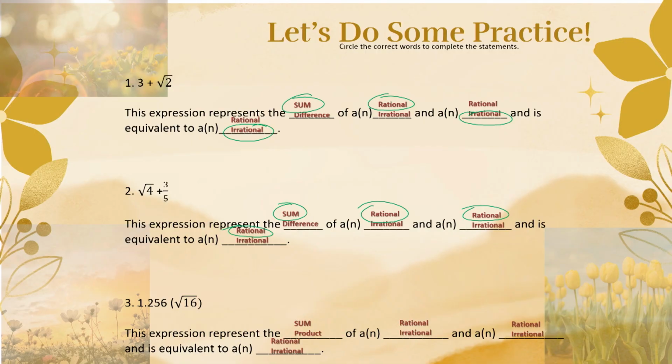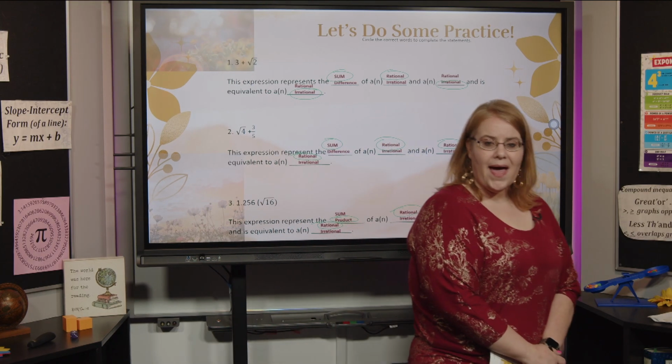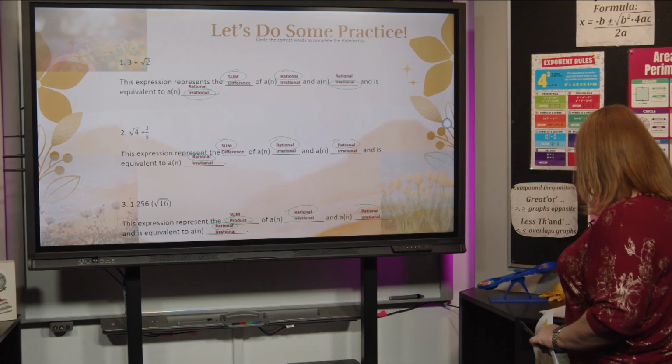Now let's look at 3. 1.256 times the square root of 16. This expression represents, is this a sum or a product? It's a product because we're multiplying. Now, 1.256, we know we can put that into a fraction, so it's rational. But what about the square root of 16? Well, if I put that in my calculator, the square root of 16 is 4, so that's going to be a rational number. So it's equivalent to a rational number. Boy, y'all got this down pat. That's really good.